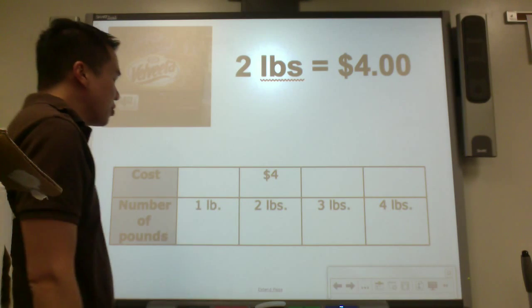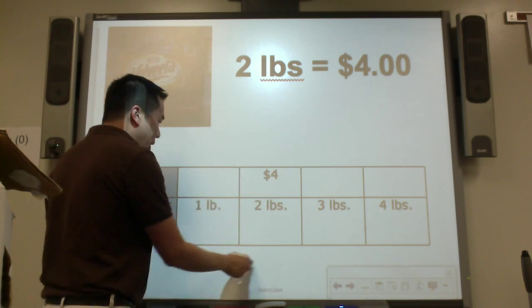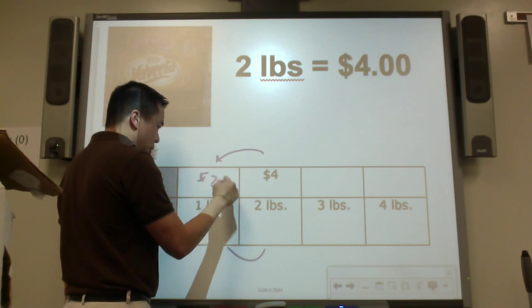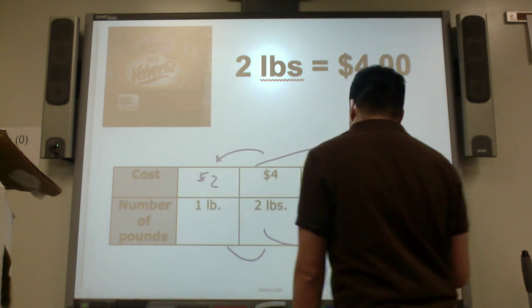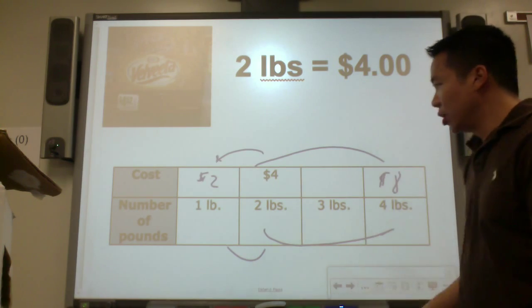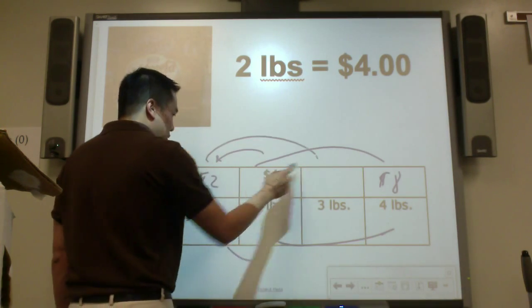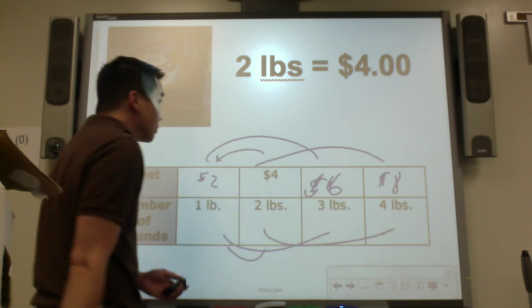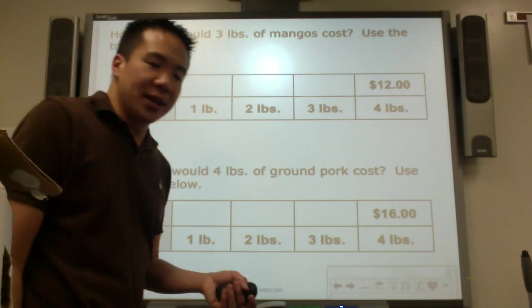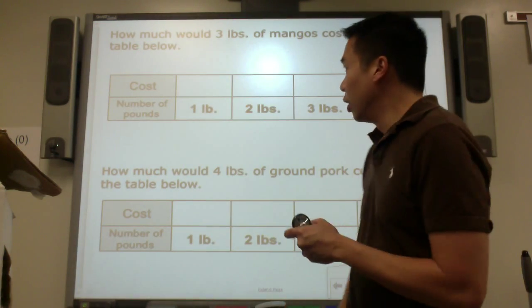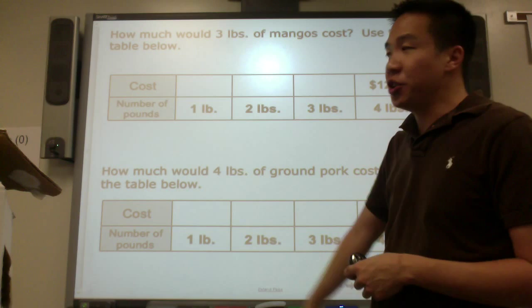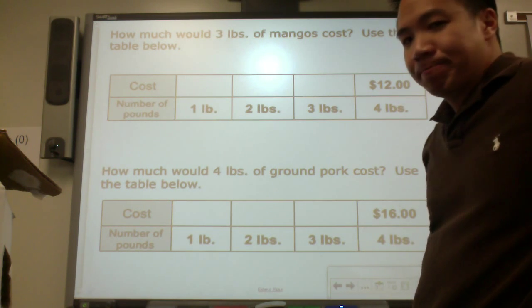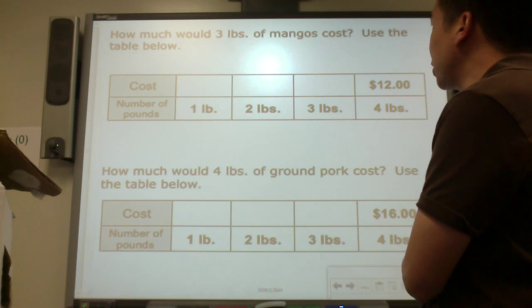Velveeta cheese. 2 pounds of Velveeta cheese costs $4. What if I only want half of it? Or what if I just want 1 pound? So it'd be $2. But what if I want to double this purchase? That would be $8. Starting with 1 pound costs $2. What if I want to triple what I bought? That would be $6. So using what we know about this, rates are 2 different types of quantity with different units. One unit is pounds, the other unit is cost in dollars.